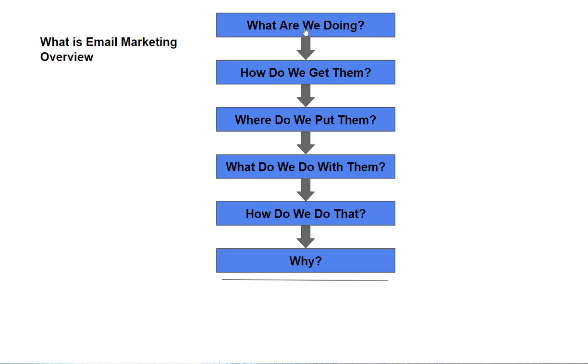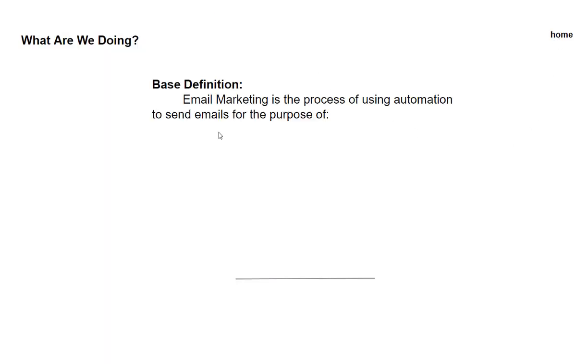So up here, the first question we have is, what are we doing? So as I come up here to the slide and ask the question, what are we doing? The base definition of email marketing is the process of using automation to send emails for the purpose of advertising something, requesting something, or to solicit sales.